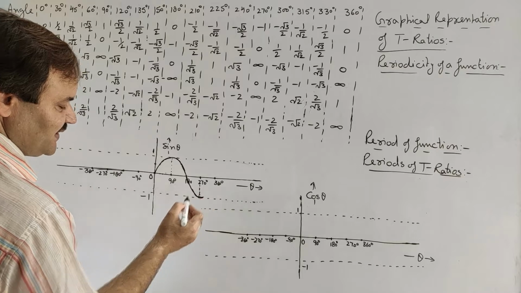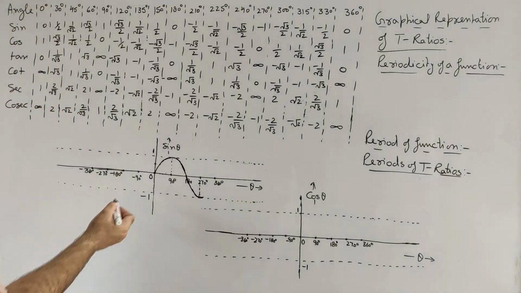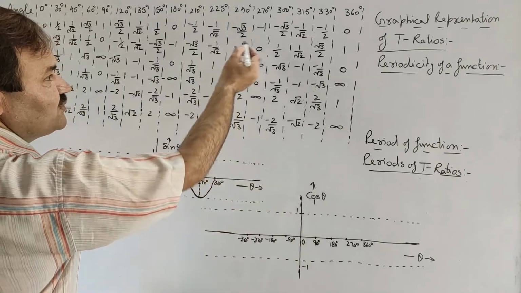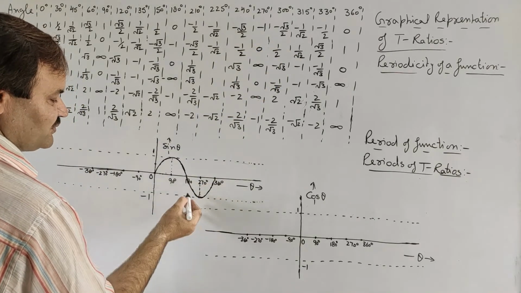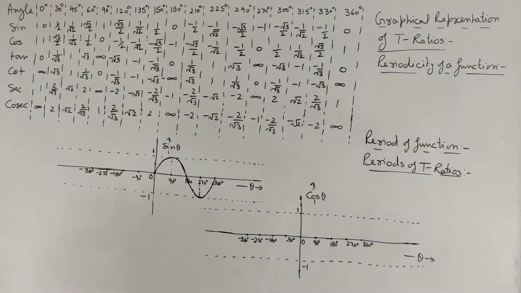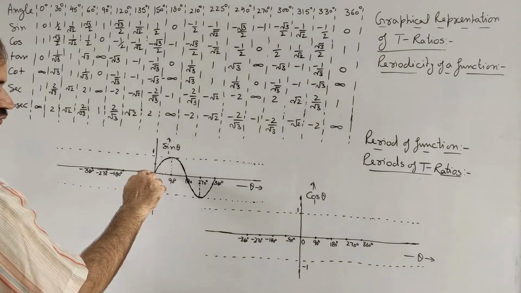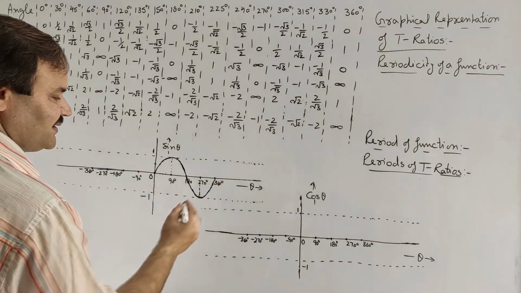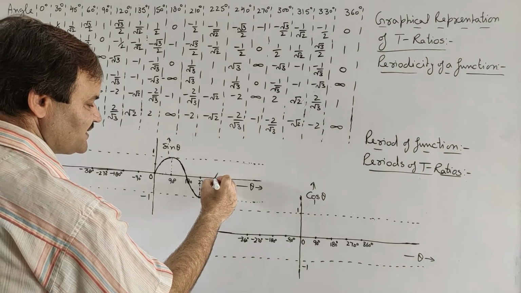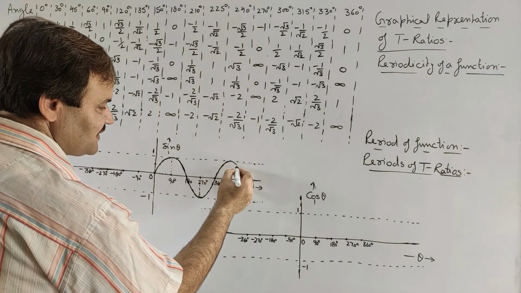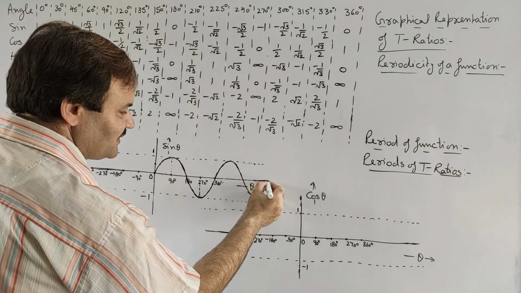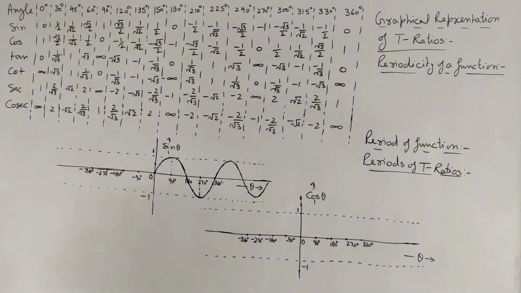At 270 it will attain its minimum value, that is -1, and at 360 degree again it will come to 0, varying in the same manner, and it represents one complete cycle of change in values of sin theta with angle theta. Now these cycles will be continuously repeated. It means graph for other values of theta will come out to be exactly same.